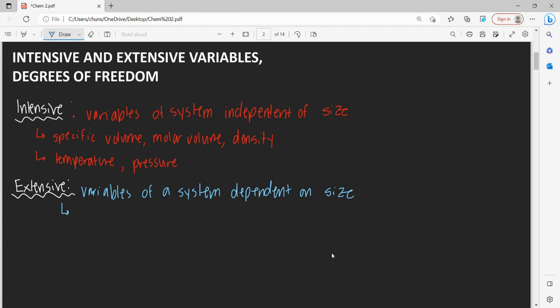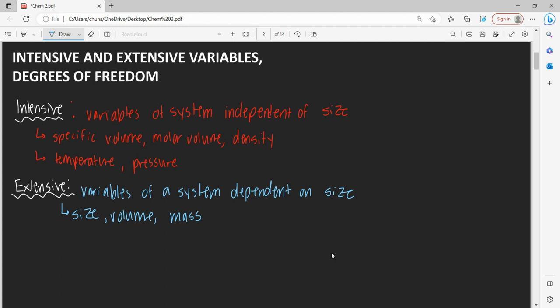So this would include things like size and volume, as well as mass. So if you took a cookie, for example, and you split it in half, each piece is going to have different mass, different volume, and different size.